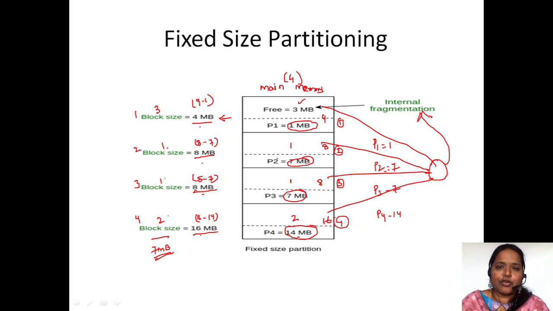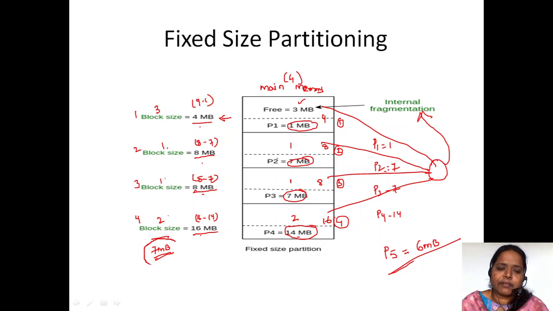I will tell you about external fragmentation also. Now suppose a P5 process came. This P5 process needs 6 MB of space.